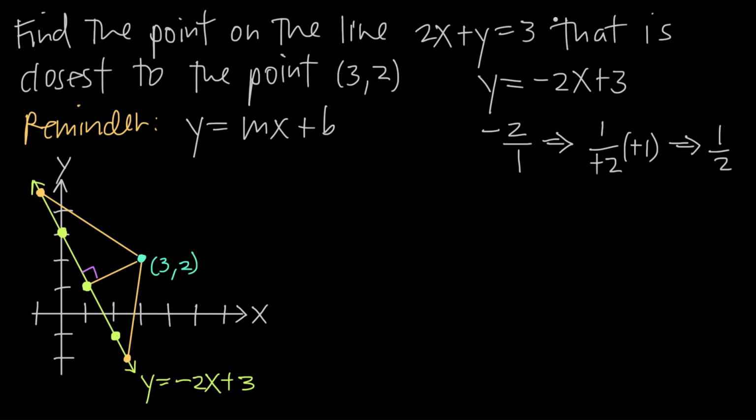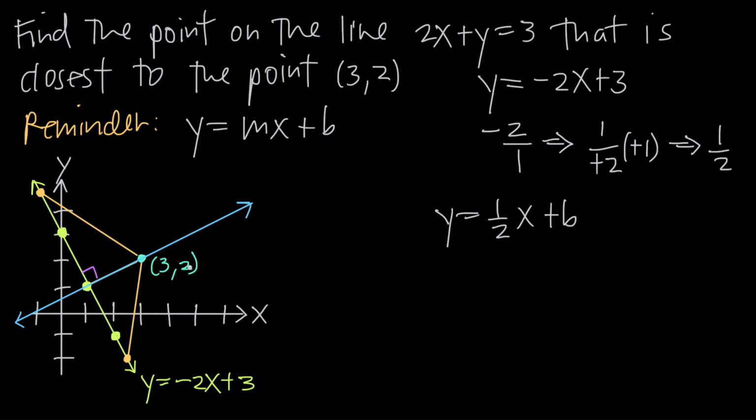So the slope of the line that is perpendicular to the given line that passes through the point 3, 2, the slope of this line right here is going to be positive 1/2. So if we start writing the equation of that line, we can say that line is y equals 1/2 x plus b. We write this in slope-intercept form, y equals mx plus b, since we know that m, the slope, is 1/2. And we also know that this line passes through the point 3, 2.